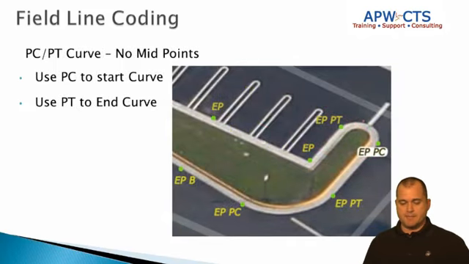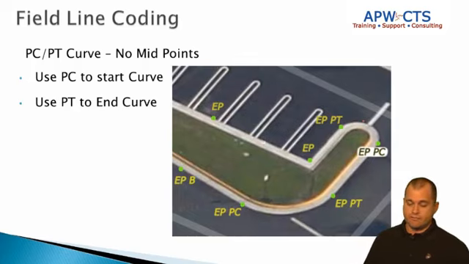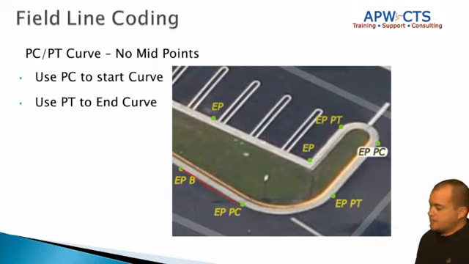So here's another example where you can use basically just PC and PT. So again, if you're not worried about elevation, this might work for you. And basically what you're doing here is you can see that I'm starting my edge of pavement here, and I'm coming down here and I'm shooting this PC. And then what I'm doing is I'm going around, and instead of shooting a midpoint, I'm just shooting this PT here. So what it does is it actually just draws a curve in there with these two tangent pieces.